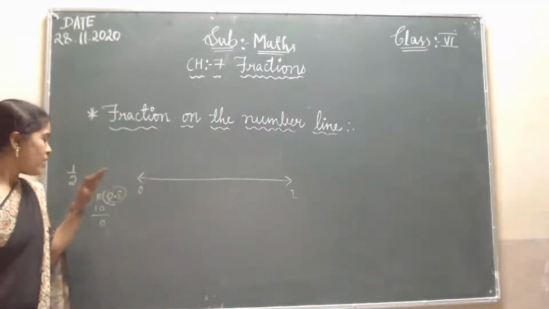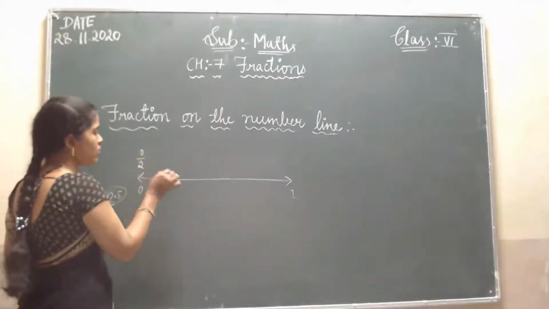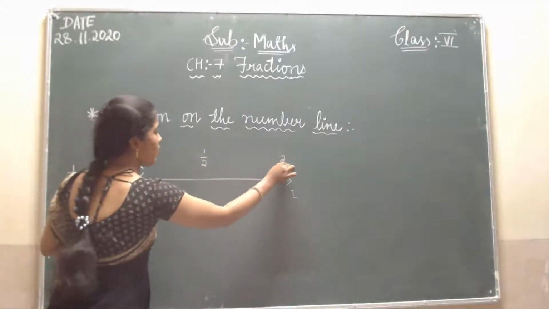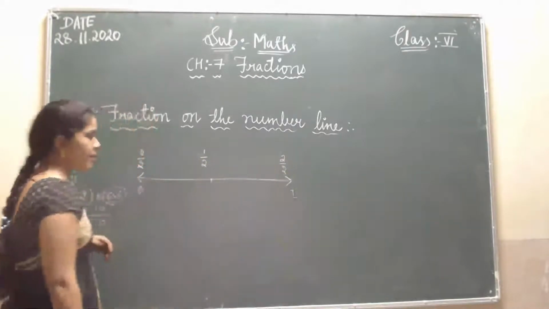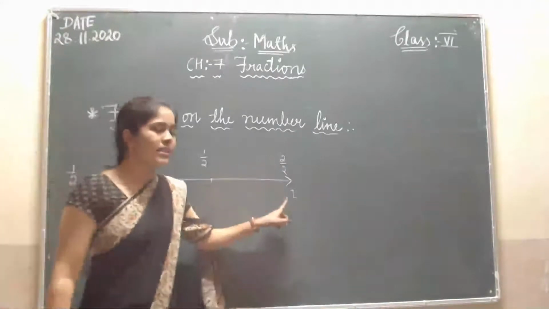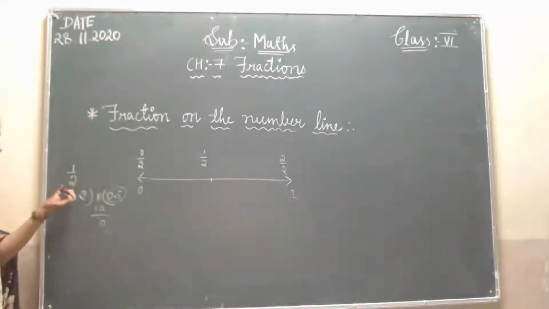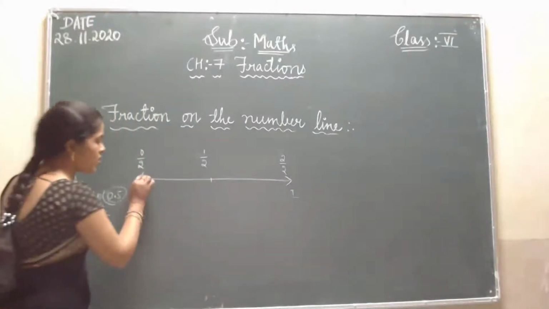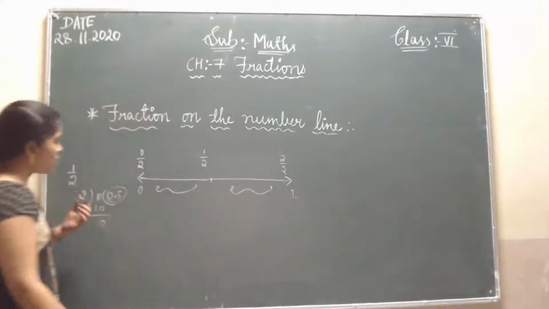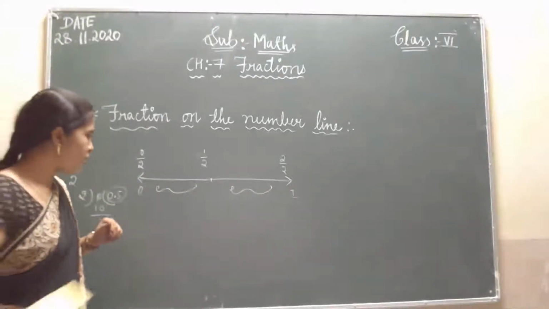Understood? So here this is 0 by 2, here 1 by 2, and this is 2 by 2. 0 by 2 is nothing but 0 only. 2 by 2 is nothing but 1. Here, what we want is 1 by 2. Here there are two parts, this is one part and this one is another part. So there are two parts, and we have to take 1 by 2 units. Understood?